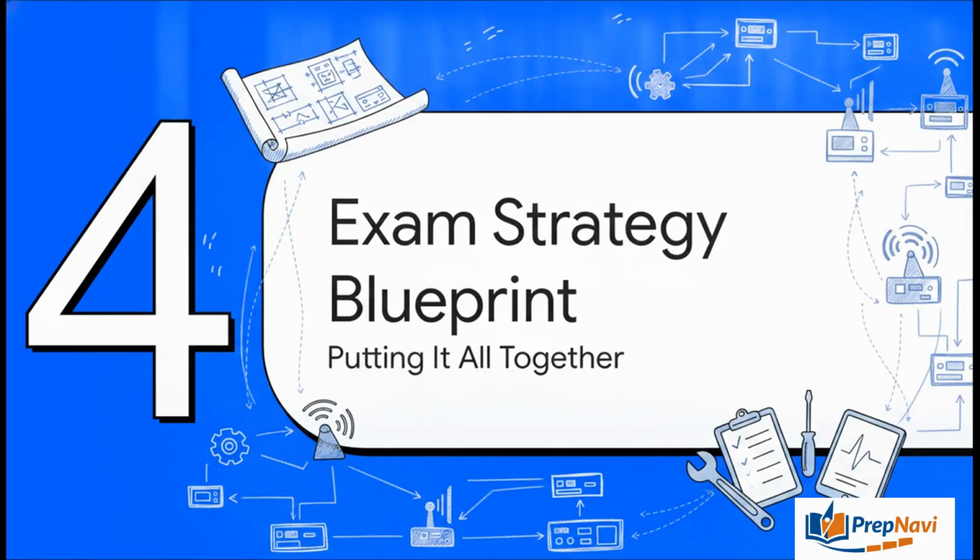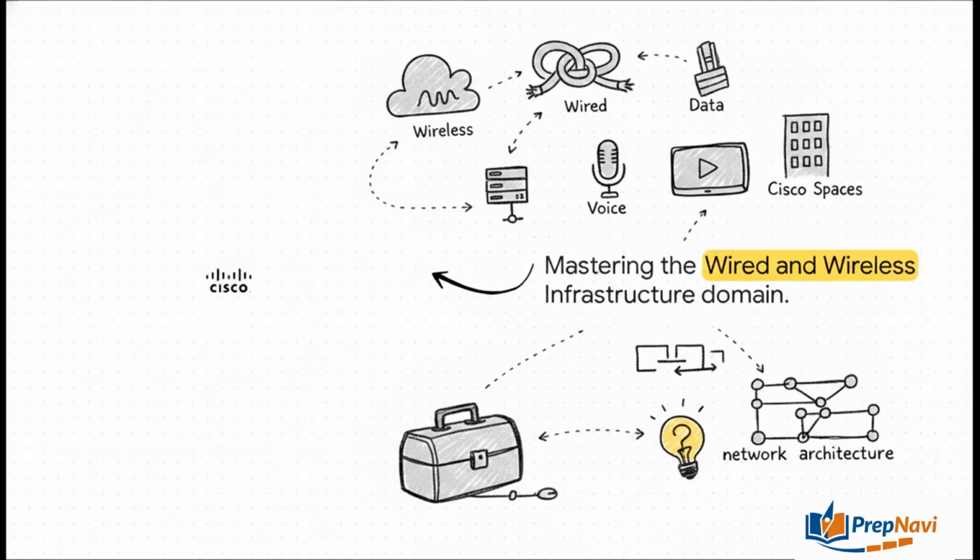And finally, Section 4, Your Exam Strategy Blueprint. We have covered some serious ground today across Domain 2.0. We looked at the unique architectural demands for data, voice, video, and Cisco Spaces under 2.4. We explored the intense capacity challenges and the hardware needed for 2.5. And we mapped out all the mesh and bridging rules for 2.6. But remember, mastering this domain, it's not just rote memorization of acronyms. It is about building a highly strategic, enterprise-ready toolkit.